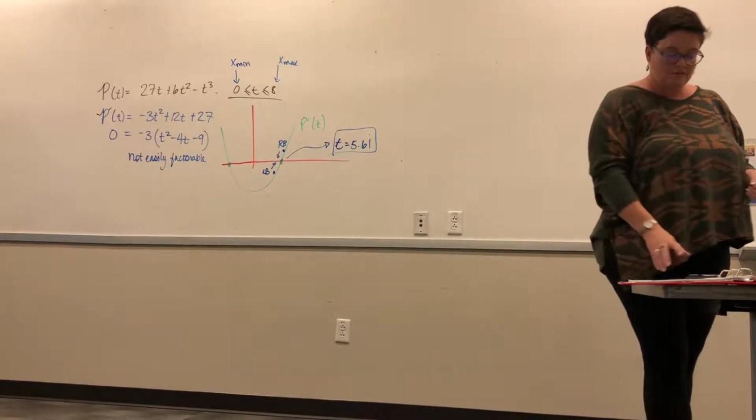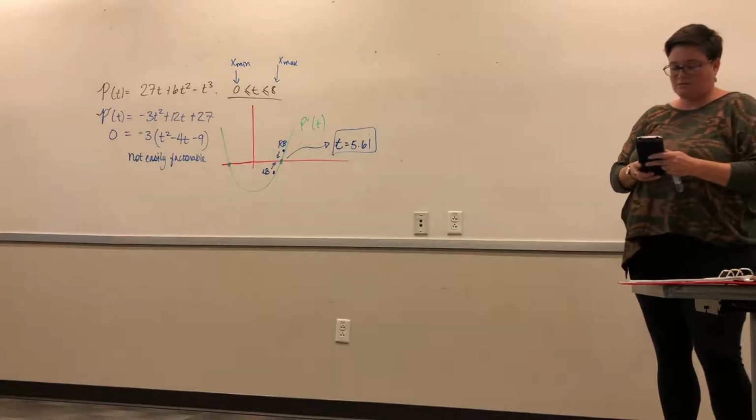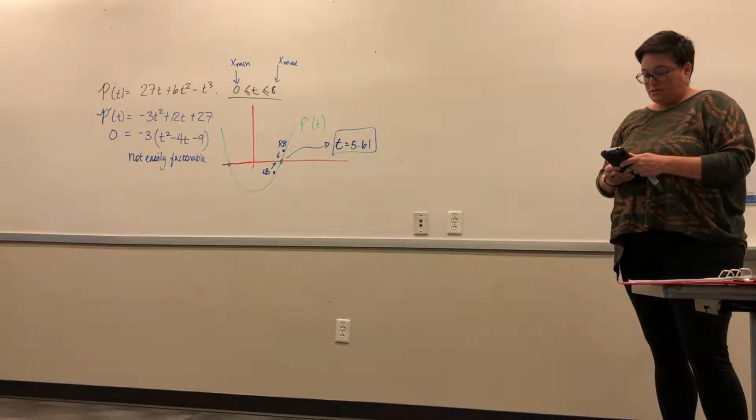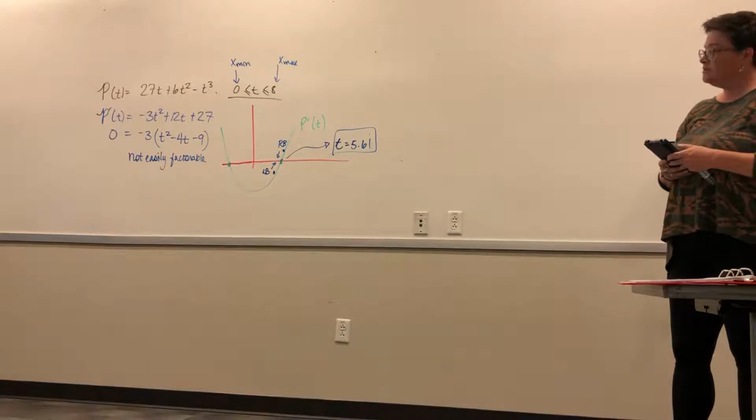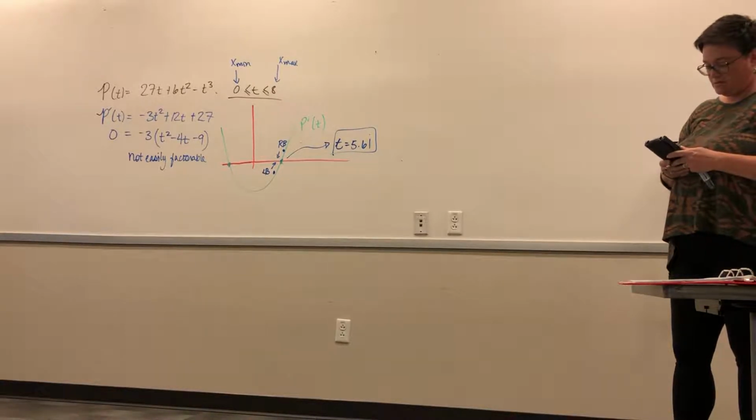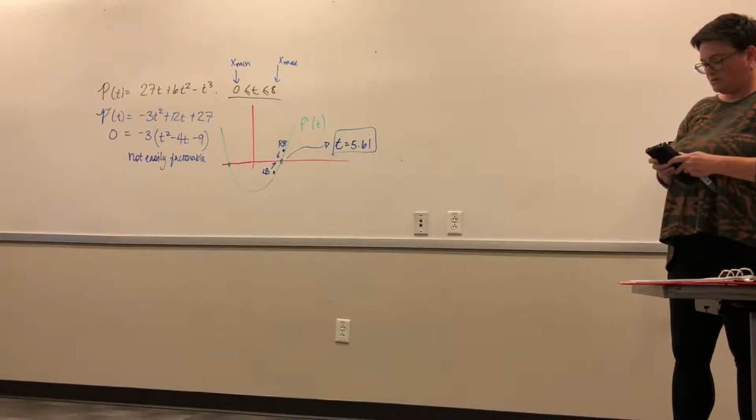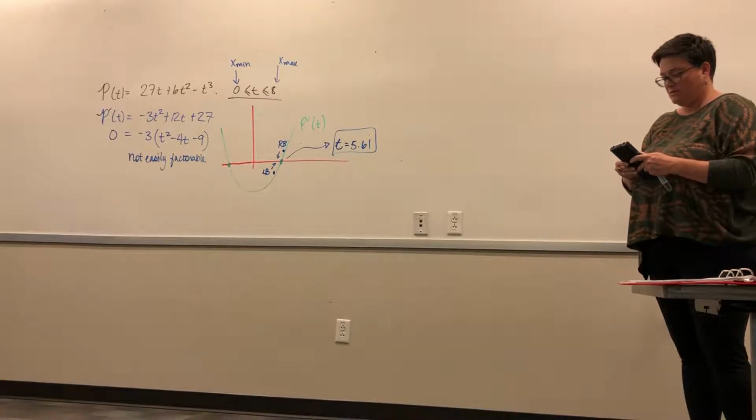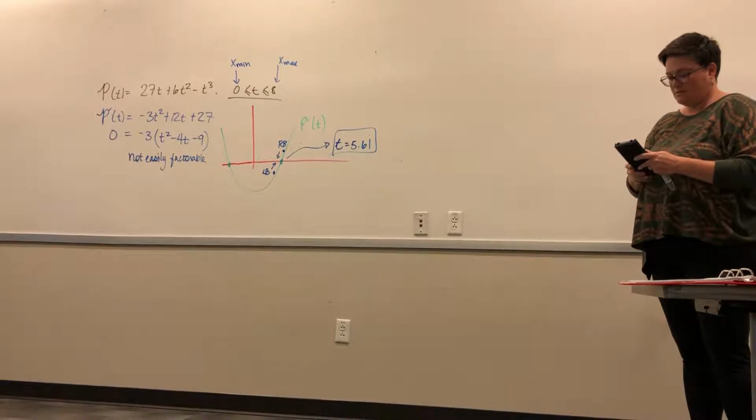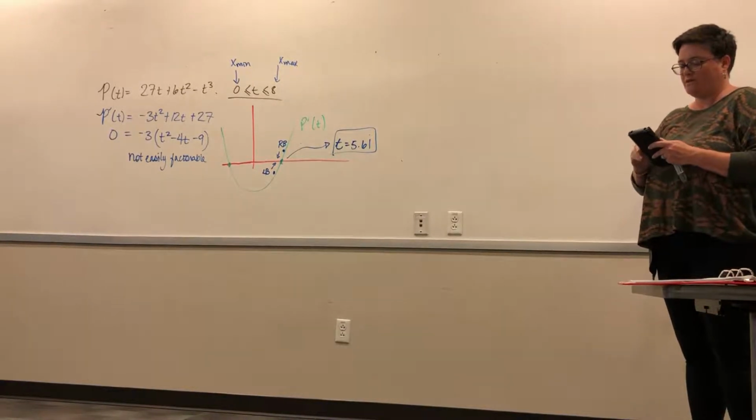Did you guys graph it? The original function? Doing it. No. 27t plus 6t squared minus t cubed. My window, I can go from 0 to 8. My x min and my y min, I can make 0 and, who knows, I'll make it 500 for giggles.